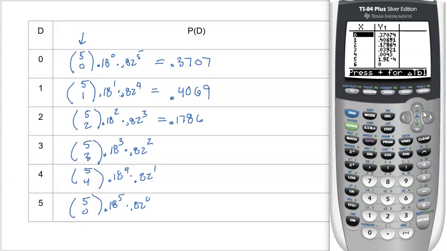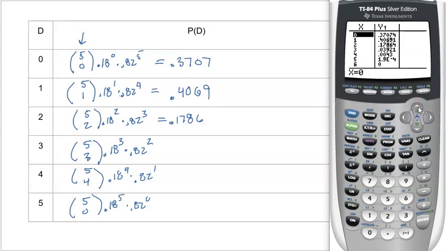So the probability of 0 is 0.3707. 1, 2, 3, 4, 5, 6 are all filled in there. Now, notice the probability for 6 is 0 because you only have 5 batteries. If you scroll into the negatives, you can't have a negative amount of batteries, so that's obviously a probability of 0. If you scroll down to anything above 5, it's going to be a probability of 0, because you don't even have 6 batteries. How could you have 6 that are defective? So now you can fill this in.